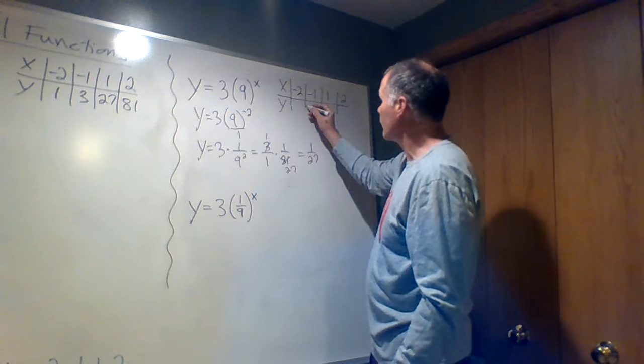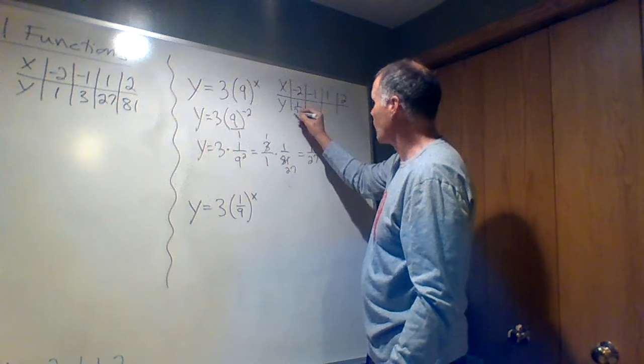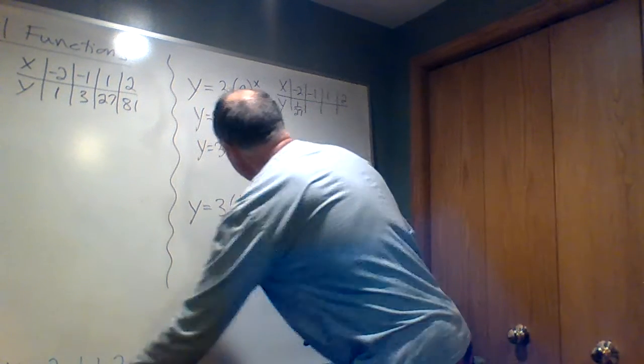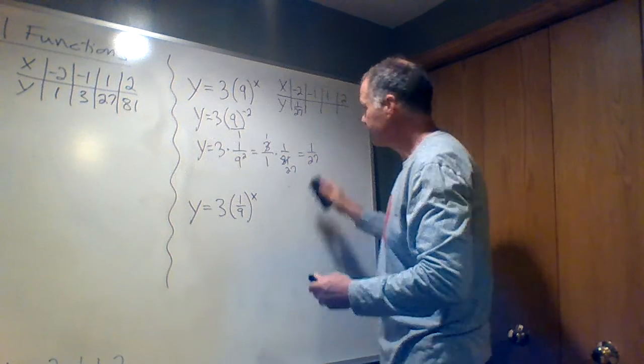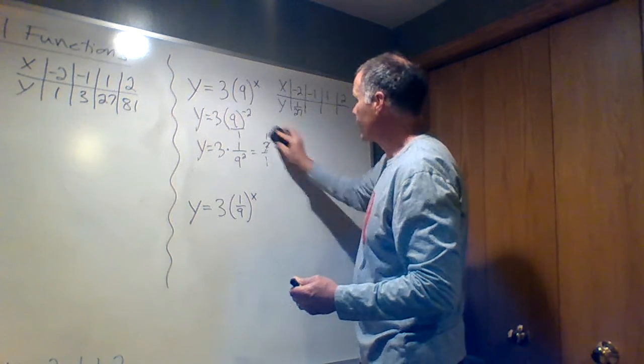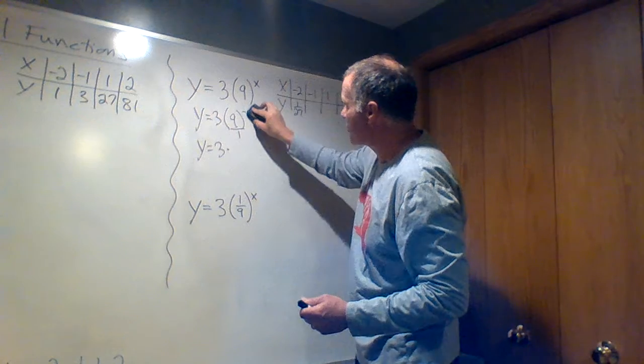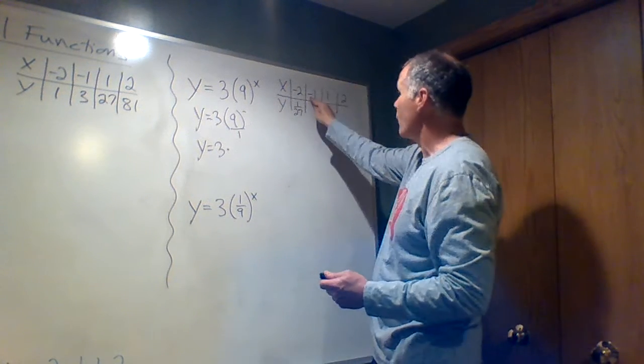1 over 27. Okay, that is the answer right there. 1 over 27. Okay, so 1 over 27. Okay, I'm going to change that now to a -1 for x.